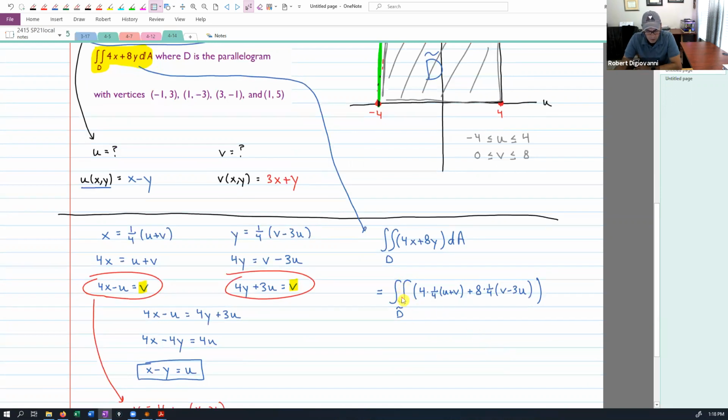Okay, so we've got the new double integral over d tilde. Here's the function, but now converted from x and y's to u's and v's. What do I still need here next to this?